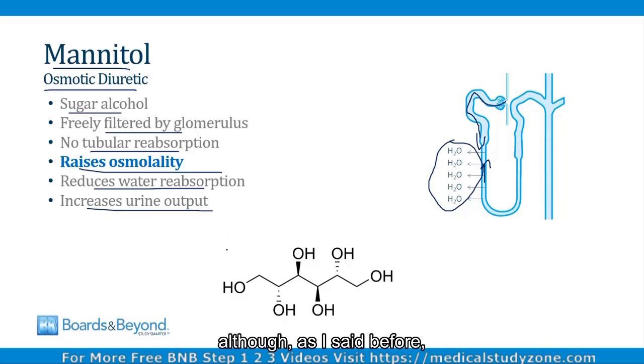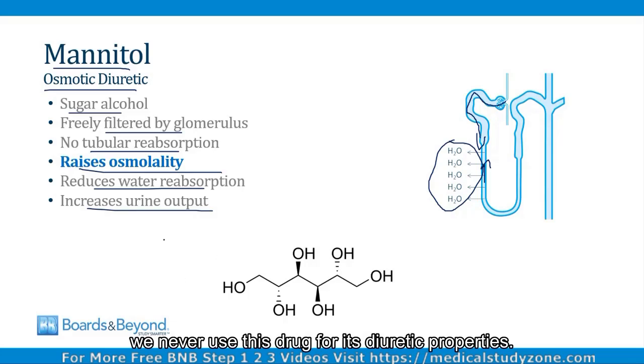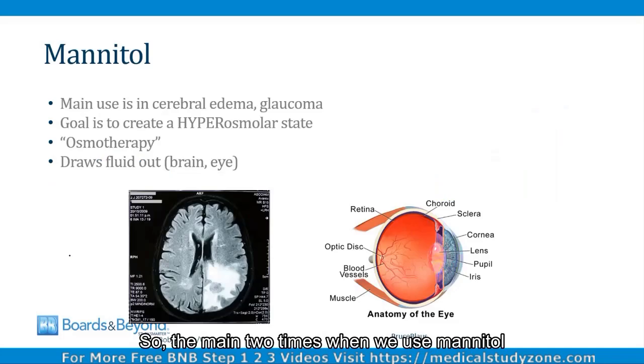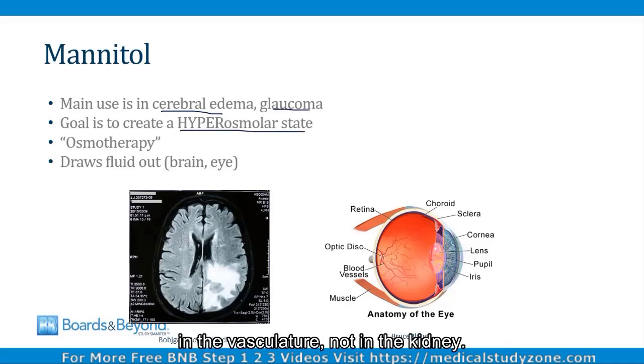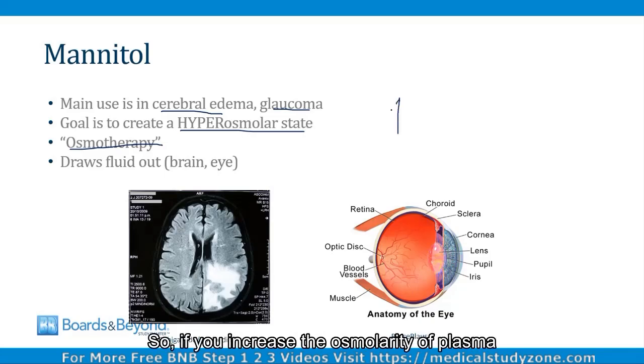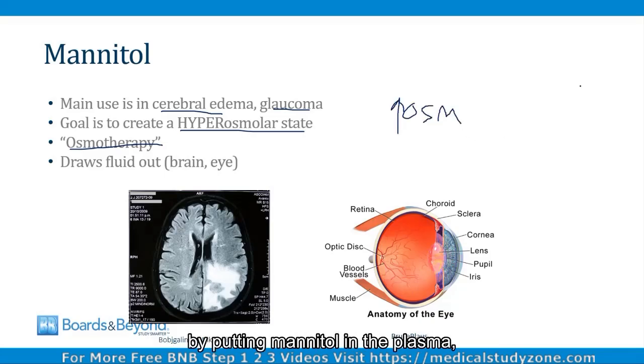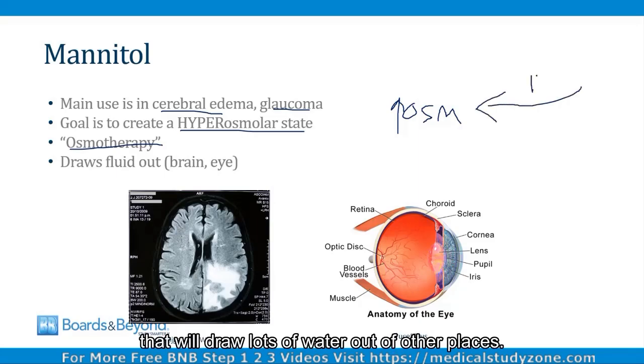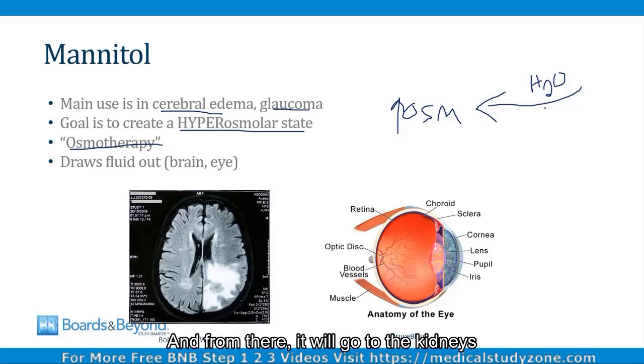Although, as I said before, we never use this drug for its diuretic properties, we always use it for other reasons. So the main two times when we use mannitol is in cerebral edema or in glaucoma. The idea here is to create a hyperosmolar state in the vasculature, not in the kidney. This is called osmotherapy. So if you increase the osmolarity of plasma by putting mannitol in the plasma, that will draw lots of water out of other places. Basically, you'll dry out the body and pull all that water into the plasma, and from there it will go to the kidneys and out in the urine.